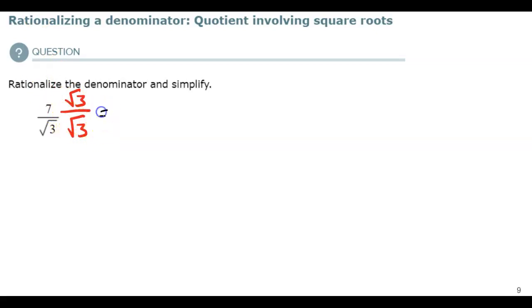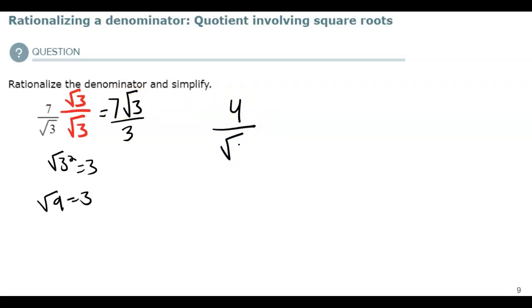We can think of this a couple different ways. It's just square root of 9 or just 3. We can think of it as a square and a square root equals 3. Square root of 9 equals 3. Either way, it equals 3. And then my numerator is 7 square root 3. I want you guys to try to do this one on your own.